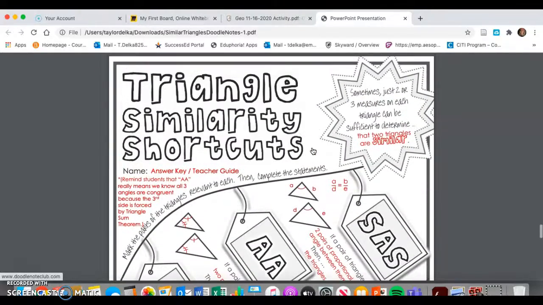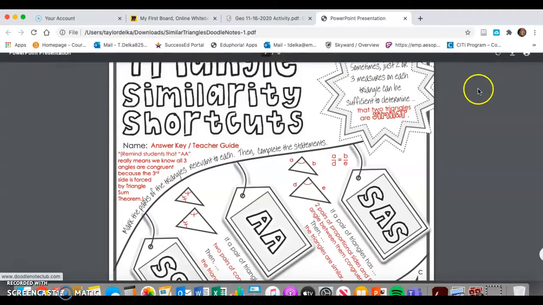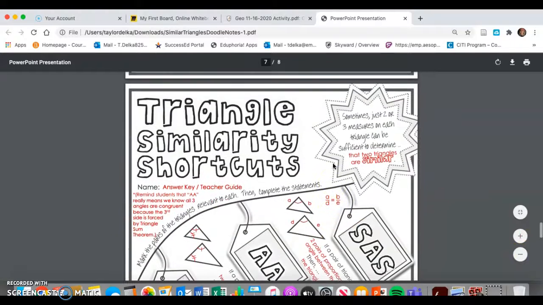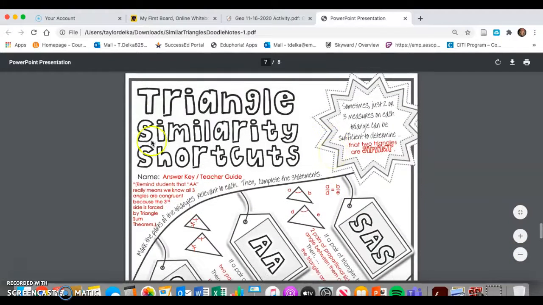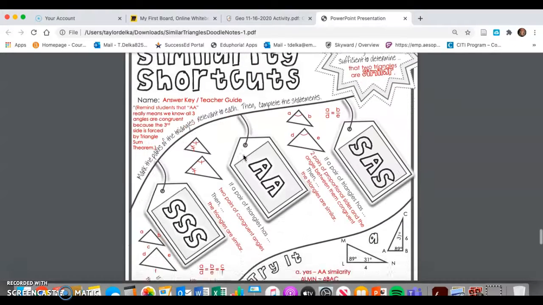Okay, so these are notes that are filled in. I'll make sure that I upload them into Canvas for you. I'm going to make this a little smaller so we can look at it better. So here is the sheet right here. It says Triangle Similarity Shortcuts, the answer key, the teacher guide.